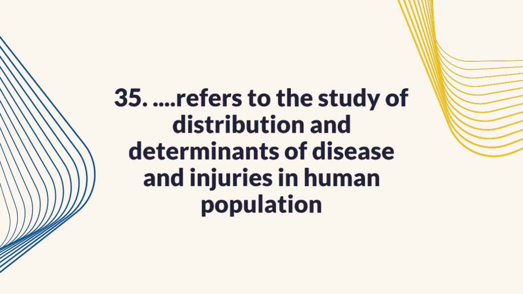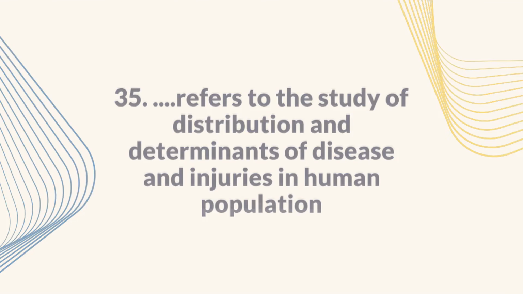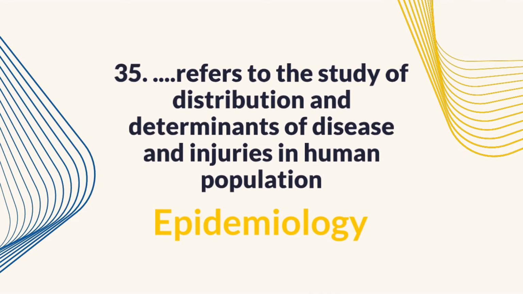35. Dash refers to the study of distribution and determinants of disease and injuries in human population. Answer is epidemiology. Alright, let's unpack this. Epidemiology is like being a health detective. It's all about studying how diseases and injuries spread through different populations and figuring out why they happen. By understanding these patterns, we can work out how to prevent and control them better.